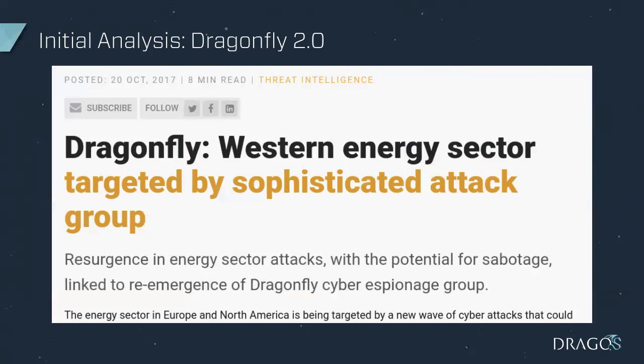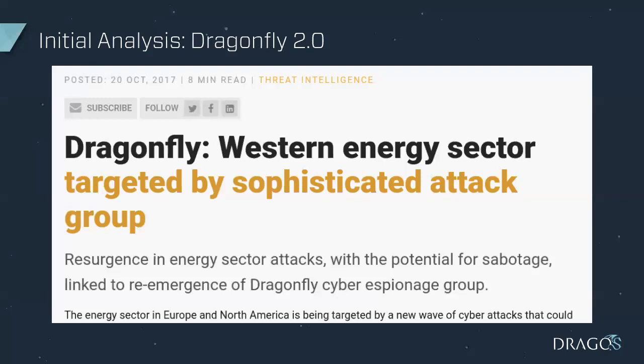Symantec released a report that linked some of this activity, sort of precursors to some of the electric utility targeting, to a legacy adversary called Dragonfly. Dragonfly was responsible for the Havex intrusions in the early 2010s, 2012 and 2014. And based on Symantec's analysis, they related this activity to the initial electric grid intrusion events, as well as some other items involving the oil and gas sector.